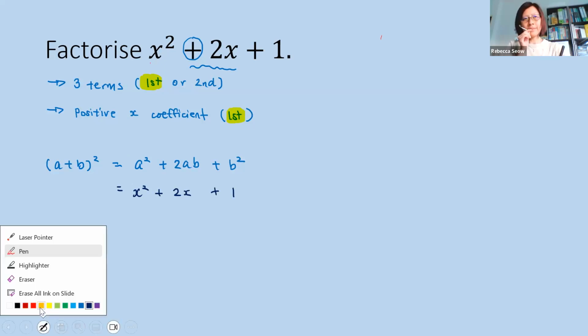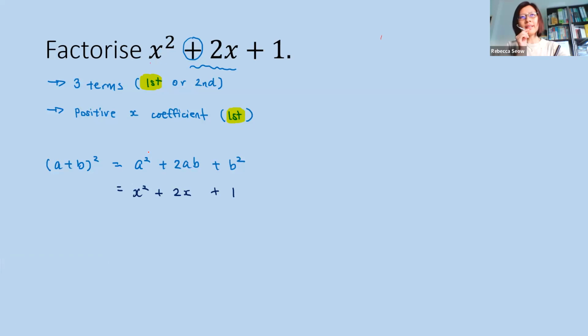So what can we tell? We can tell that x squared is a squared. So from here, we could say that actually a is equal to x, isn't it? Since both have powers being squared, that means a must be x. Now let's take a look at the third term.